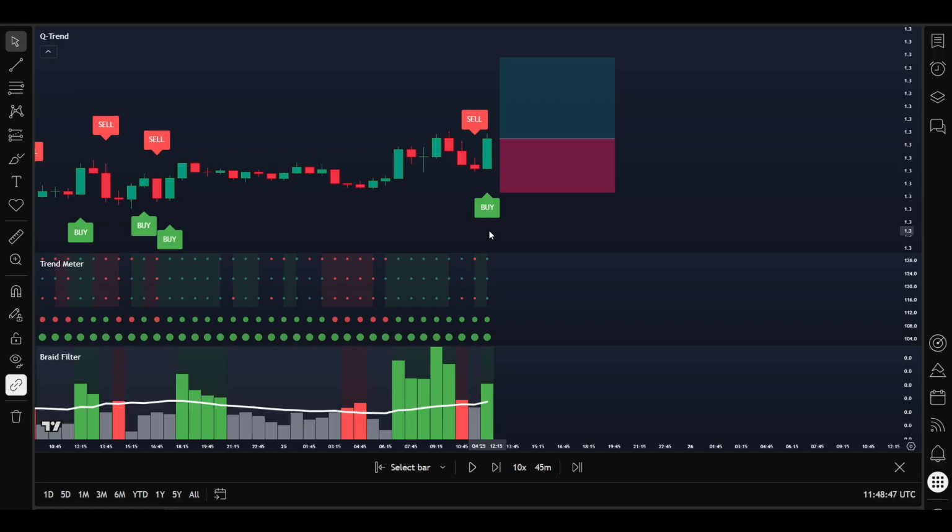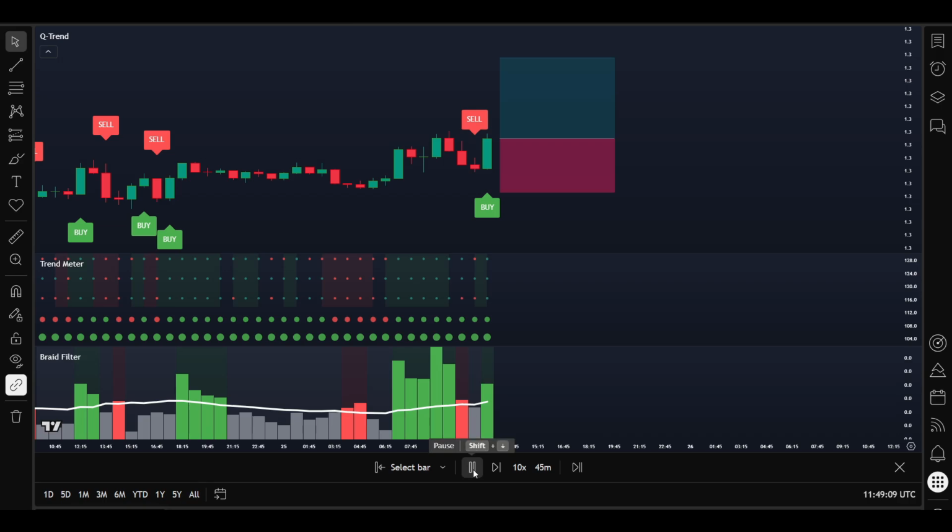The trend meter lights up with a clear run of green dots, not a mixed string. The braid bar is green and sits above the white average, confirming that buyers are active. Everything aligns on the close, so we enter long on the next open, place the stop below the obvious pullback pivot, and fix the target at 1.5 R.